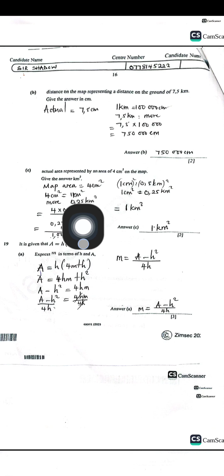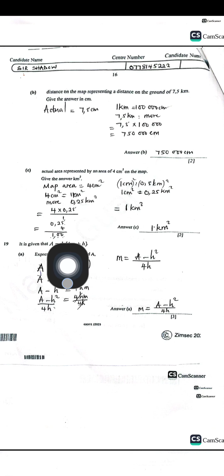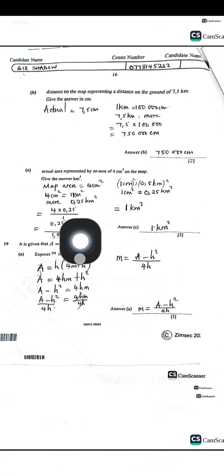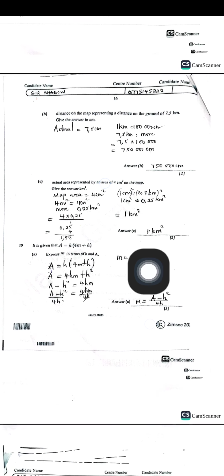All right, this becomes 4 times this one. If it's more, it's 0.25 times 4. 0.25 times 4, you get 25 times 4, you get 100. How many decimal places do you have? 2. So you get 1 square kilometer. Here is 1 square kilometer.